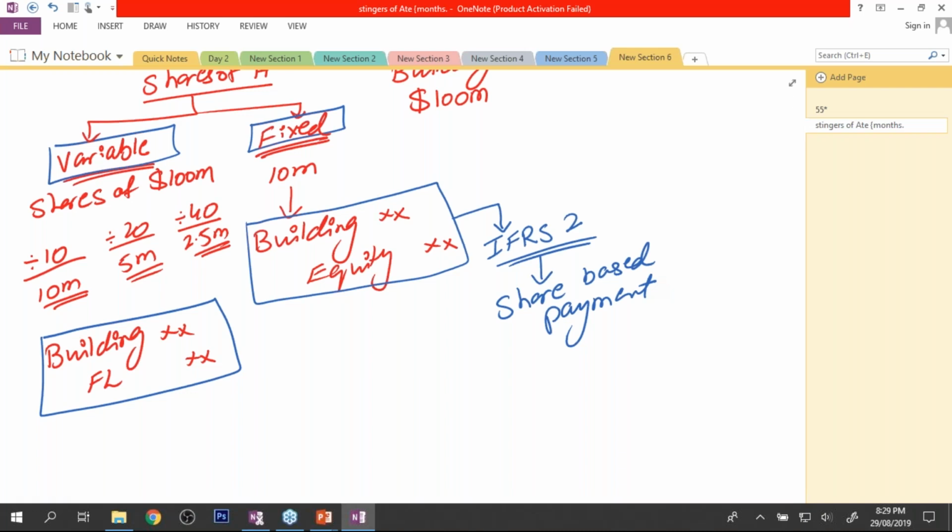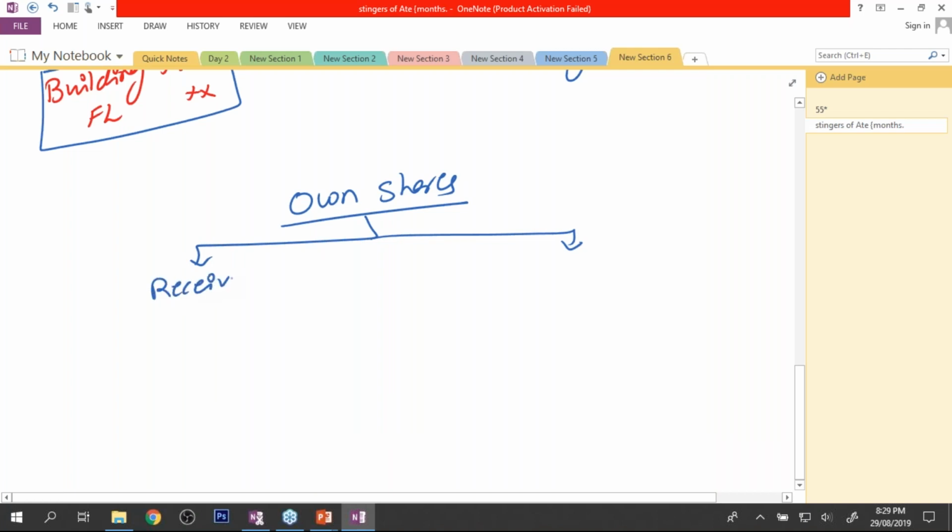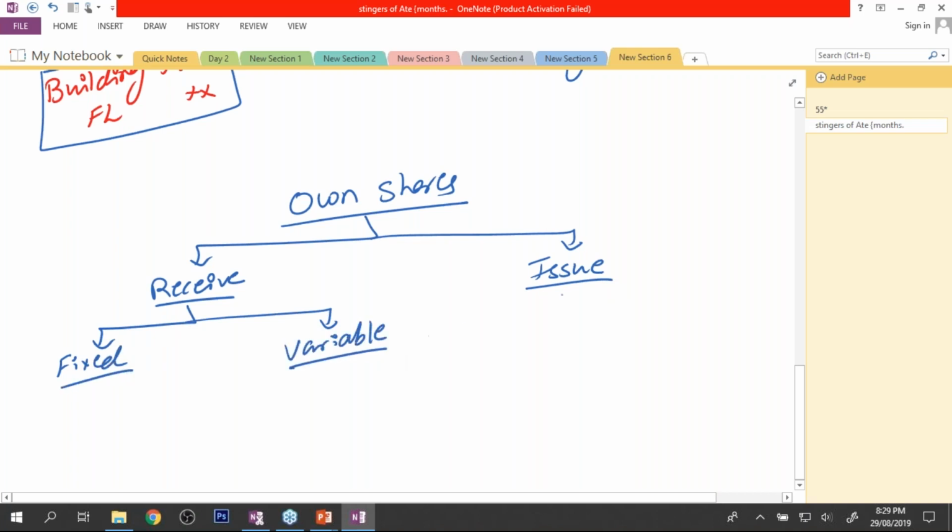Yes, Nabia, we are talking about the number of shares irrespective of the market value. So we can summarize it this way: if we are talking about our own shares, there are two possibilities. Either we are going to receive our own shares or we are going to issue our own shares. If we are receiving our own shares, either we are going to receive fixed shares or variable shares. Similarly, if we are issuing, again, either we will issue fixed shares or variable shares.